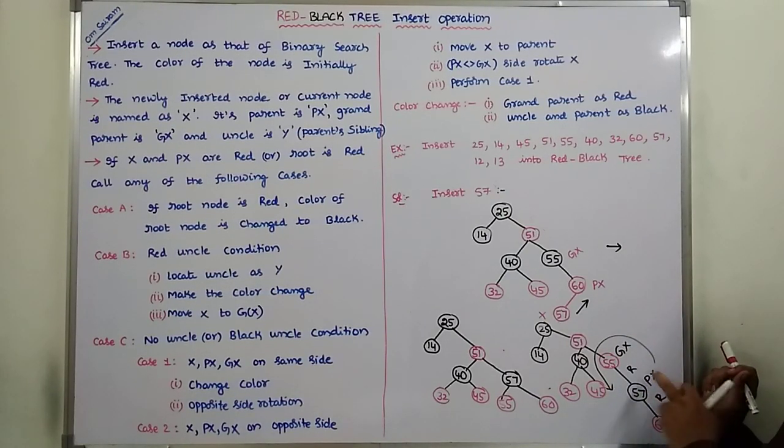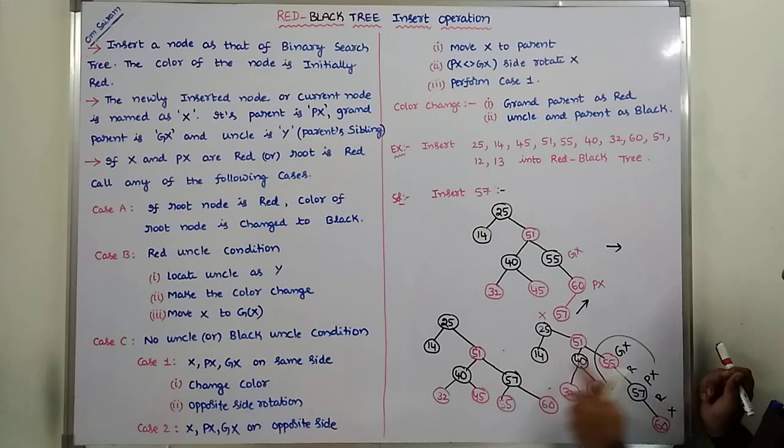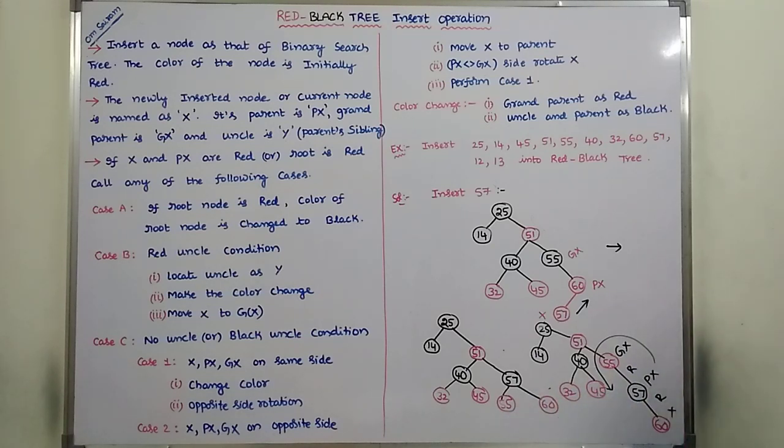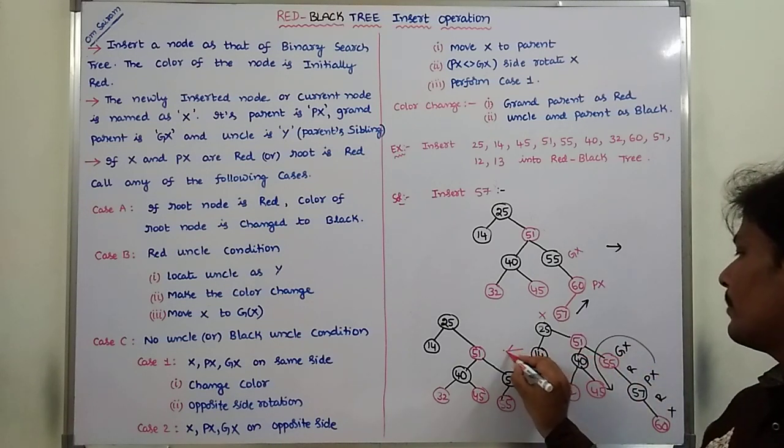Whenever rotation between Px and Gx, 57 goes to top and 55 goes down. So now 57 is the root node, then 57's left hand side is 55, then it goes to this place. Then this is the tree we are getting from this one.